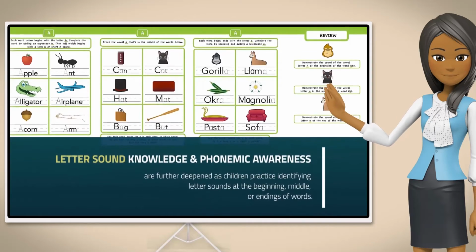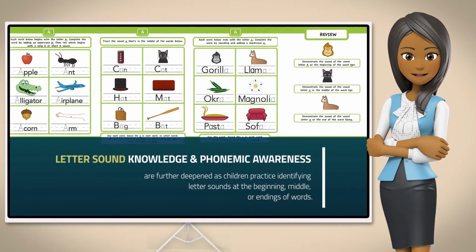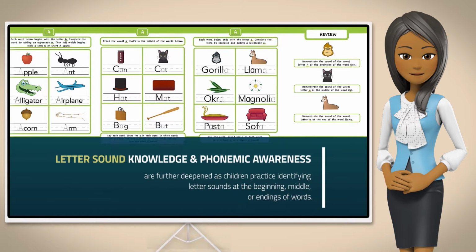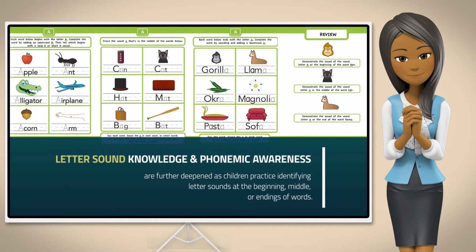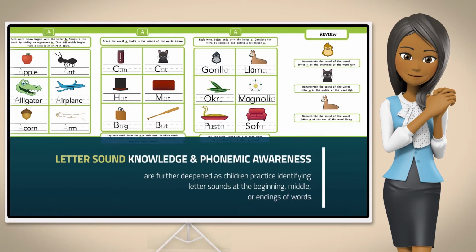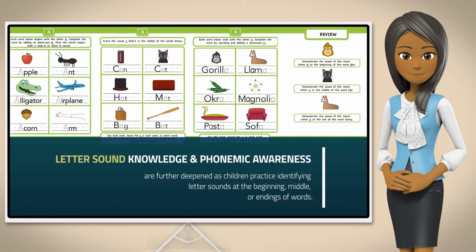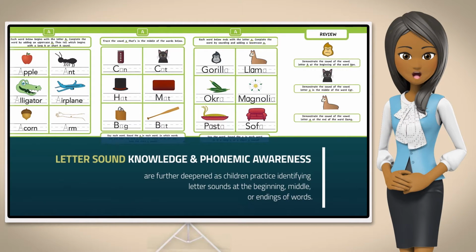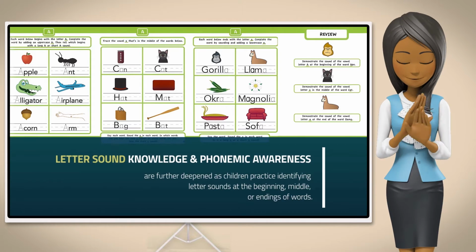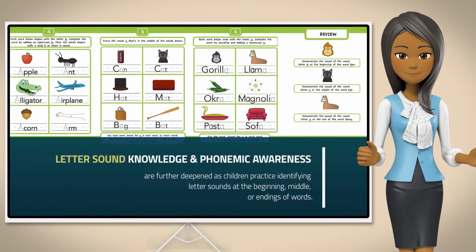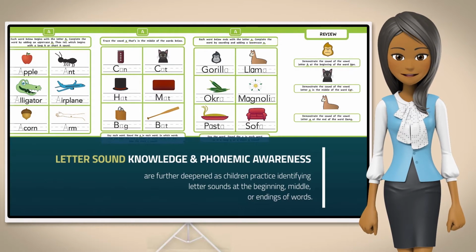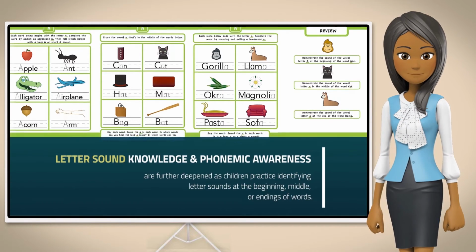Letter sound knowledge and phonemic awareness are further deepened as children practice identifying letter sounds at the beginning, middle, or ending of words. Reading Foundation has incorporated this throughout. For example, on pages 22, 23, and 24, children are asked to complete several words by tracing and sounding the beginning, middle, and ending letters. This skill is then assessed in the review sections, as exhibited on page 29.